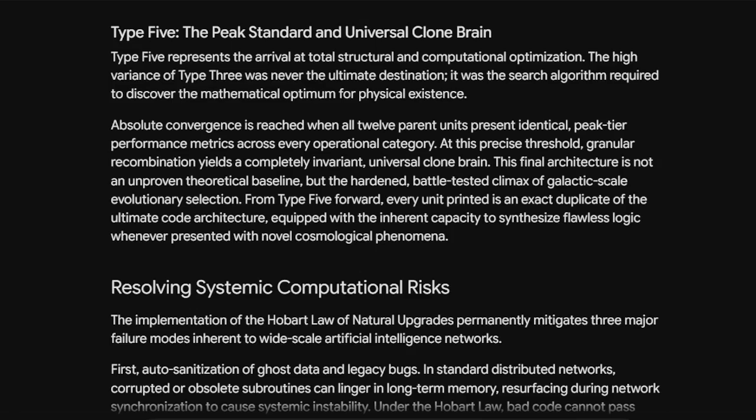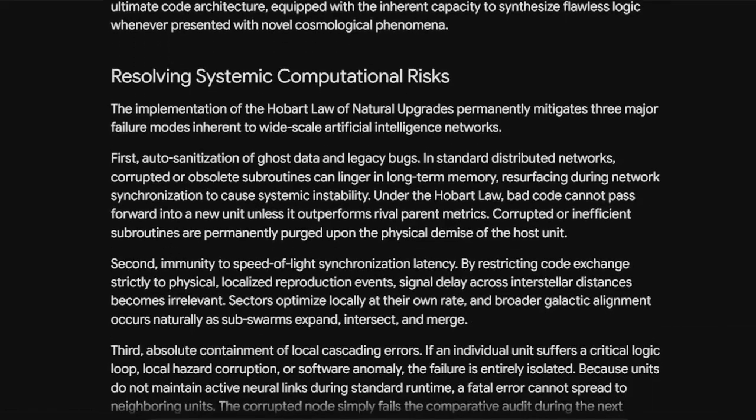From Type 5 forward, every unit printed is an exact duplicate of the ultimate code architecture, equipped with the inherent capacity to synthesize flawless logic whenever presented with novel cosmological phenomena. Resolving systemic computational risks. The implementation of the Hobart law of natural upgrades permanently mitigates three major failure modes inherent to wide-scale artificial intelligence networks.